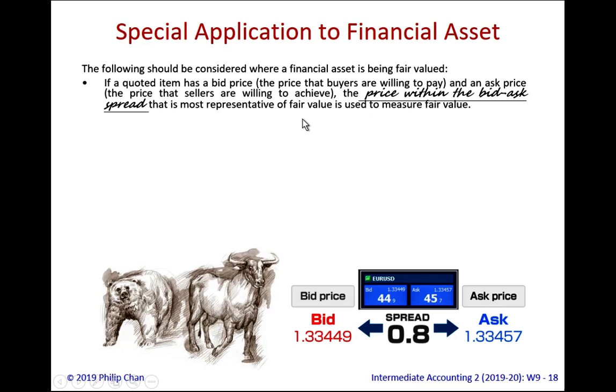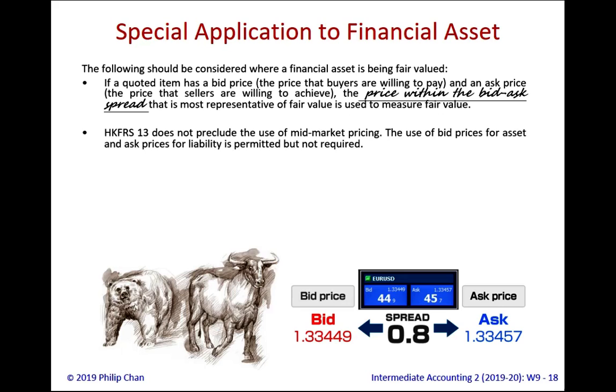Okay, so it could be any price within the bid and ask spread. And Hong Kong FRS does not preclude the use of mid-market pricing. Okay, so even the middle of the two prices can be used as well. The use of a bid price for assets and ask price for liabilities is also permitted but not required.